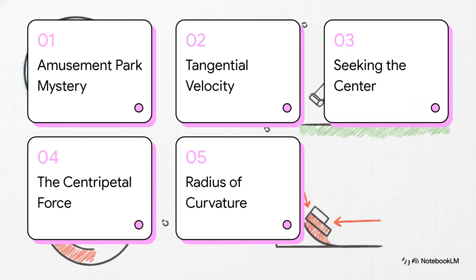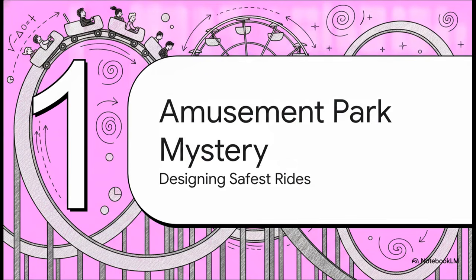Here is a quick look at our blueprint for today. First, the amusement park mystery. Then, tangential velocity and acceleration. Third, seeking the center. Fourth, the centripetal force. And finally, radius of curvature. Part 1. The amusement park mystery.